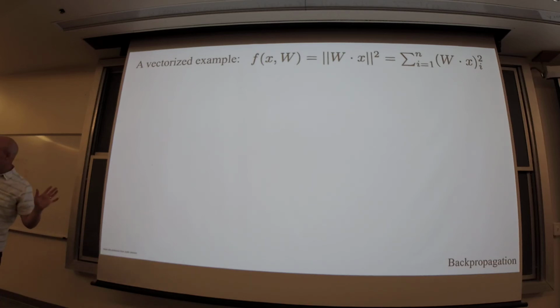Is that a scalar? Is the output of f a scalar? Yeah, it's a scalar. You took a matrix and a vector, multiplied them together to get a vector, and then computed the square of this norm, so you're getting a scalar. So we're in good territory for this as an example, I guess.